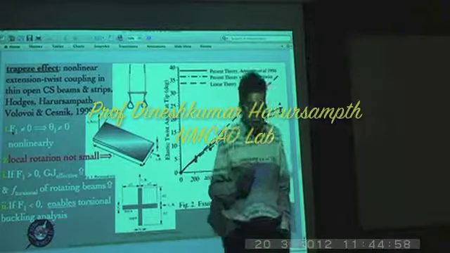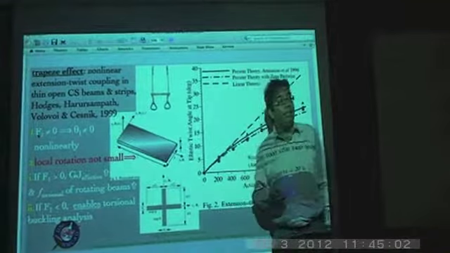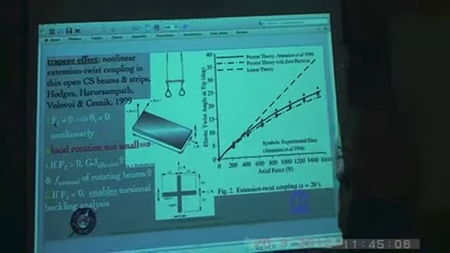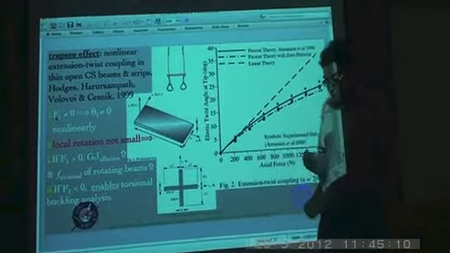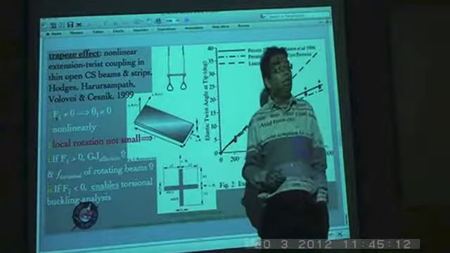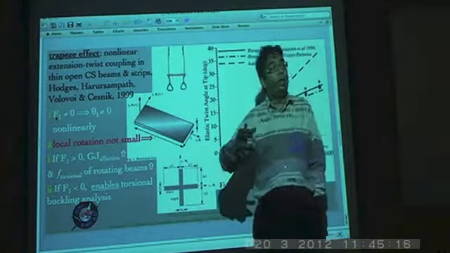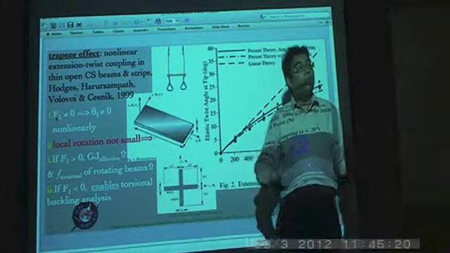Nonlinearities, of which we saw two famous examples. One is the Bezier effect, the other is the trapeze effect. The trapeze effect, as we pointed out, is basically an extension twist coupling which is nonlinear. In other words, it depends upon the initial twist as well as, over and above that, the additional elastic twist that the beam undergoes.